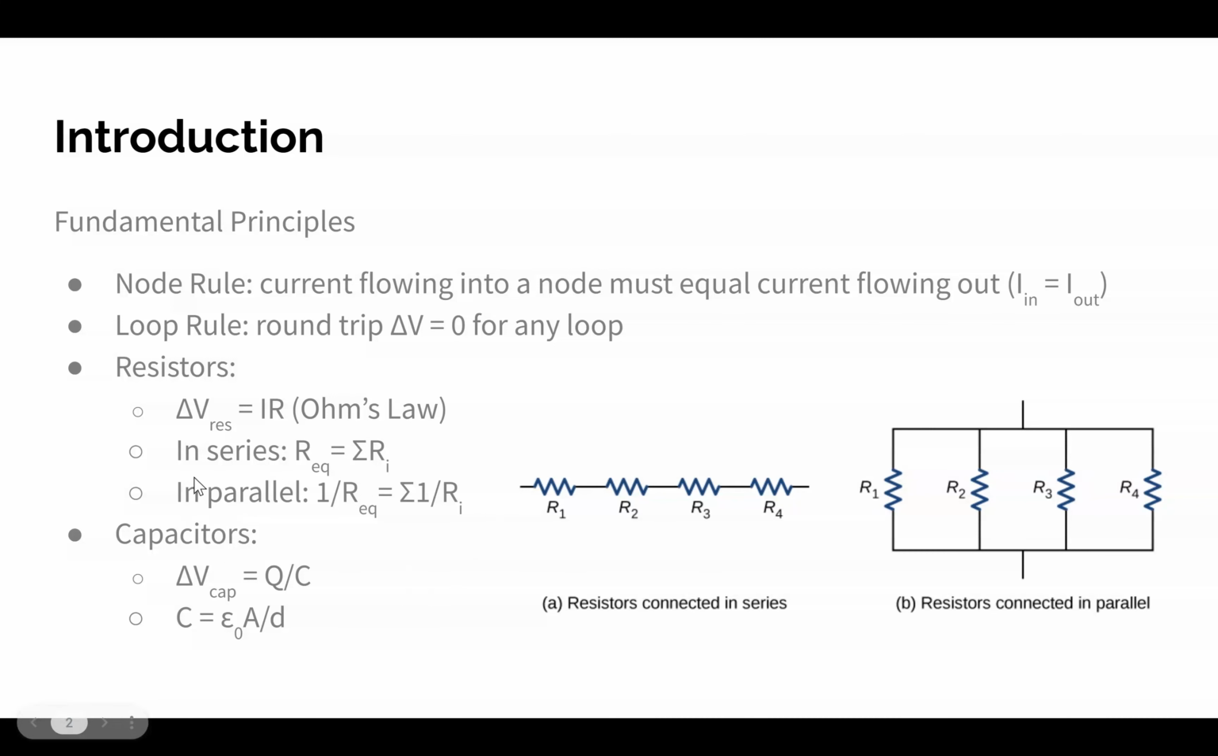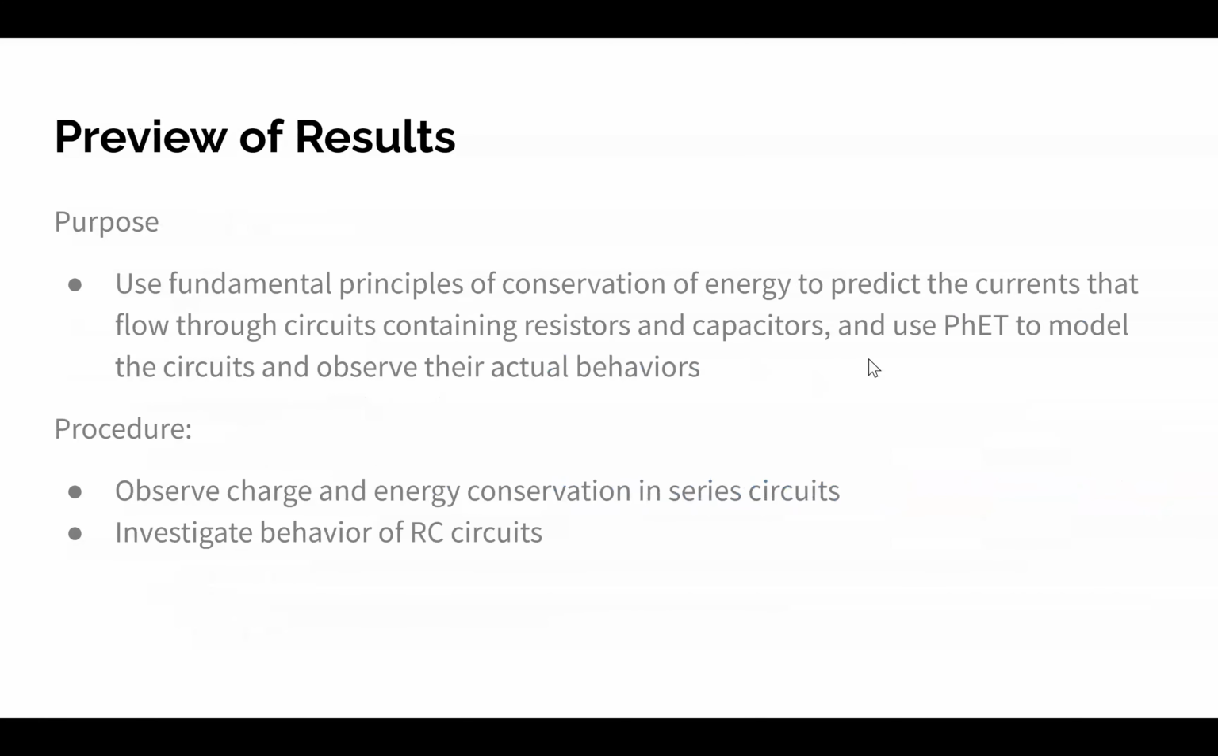And for capacitors, delta V is equal to charge divided by capacitance, where capacitance is equal to epsilon naught times area divided by distance. So the purpose of this lab is to use fundamental principles of conservation of energy to predict the currents that flow through circuits containing resistors and capacitors, and use a computer model to observe the circuits and their actual behaviors. So the first part of the procedure involves observing the change in energy conservation in series circuits, and the second part involves the investigation of behavior of RC circuits.